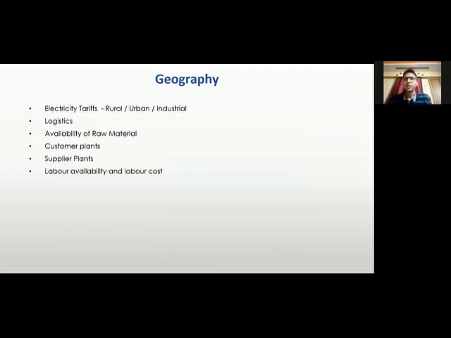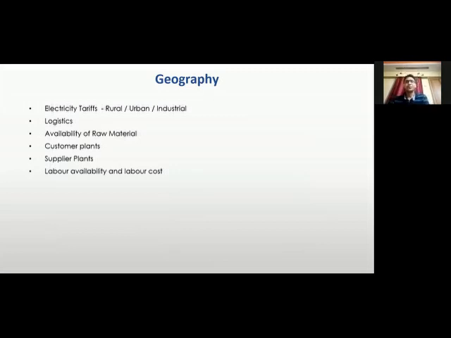Second, the logistic cost. We set the plant nearby the supplier or customer plant, and the availability of the raw material should be considered. Otherwise, the logistic cost is very high, and that is included in the process cost.